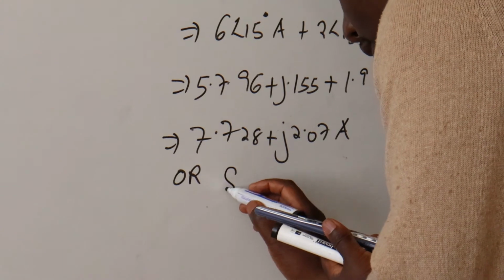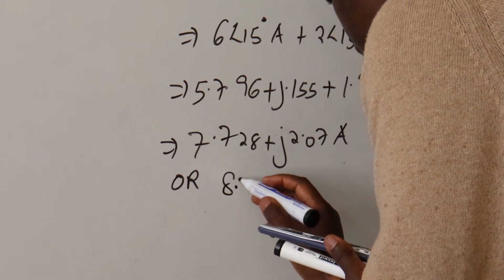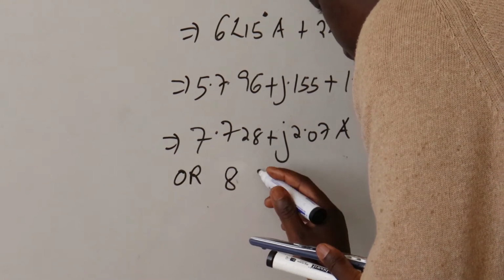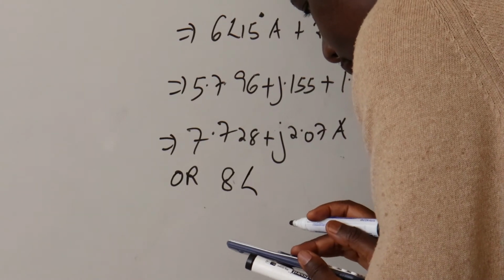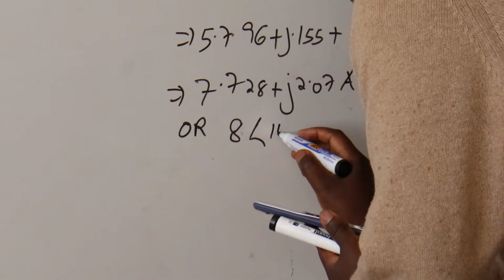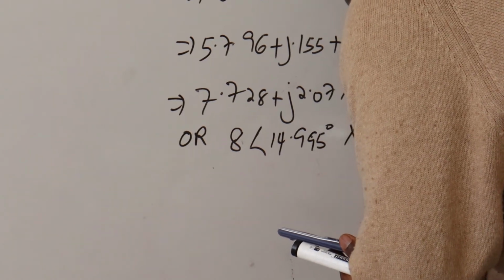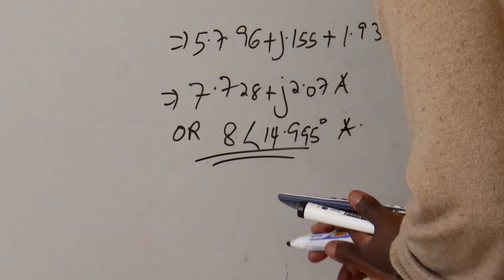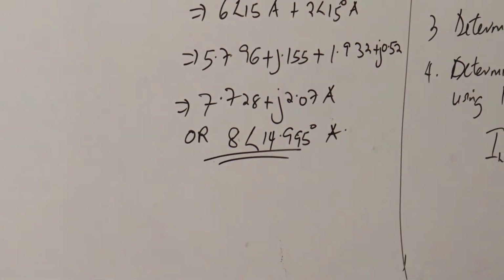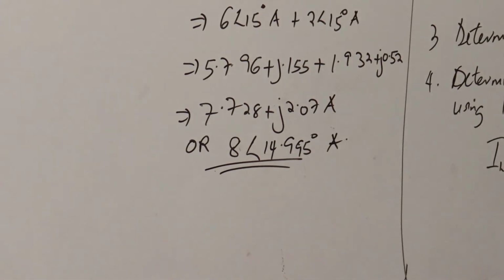So this becomes 8. The angle is 14.995 degrees amps. That is the short circuit current. So from there, we are going to determine the Norton's internal resistance.